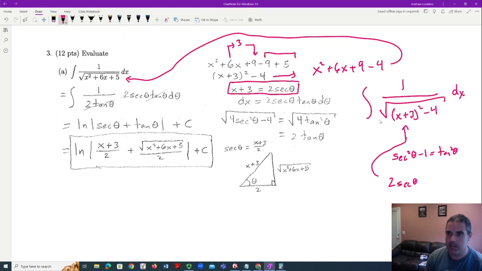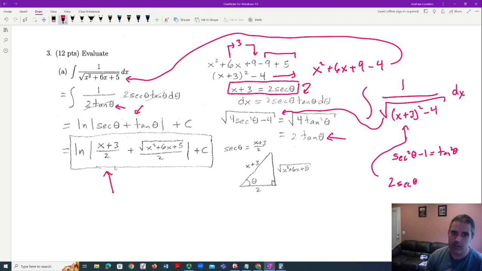Because that means this will become this, which will become 4 tangent squared, which will become 2 tangent. Okay, so the whole bottom becomes 2 tangent. Don't forget the derivative. The derivative of secant is 2 secant tangent. That's this. Tangents cancel. And this one's really nice. It's just the integral of secant. The integral of secant's in our table.